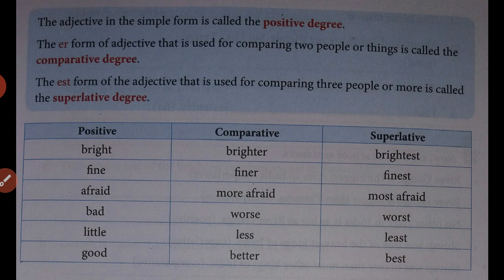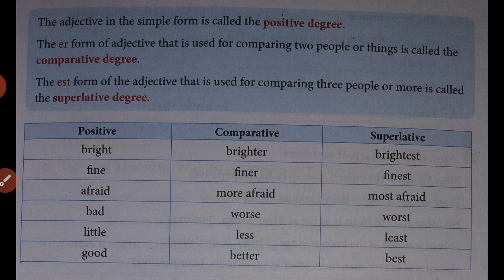When can we use positive degree? This degree is used when no comparison is made. It means whenever we want to compare two persons, quality wise, or two things, quantity wise, in whatever form, but both of them are as equal as each other, in that form we can use positive degree. One more time, the positive degree is used when no comparison is made.